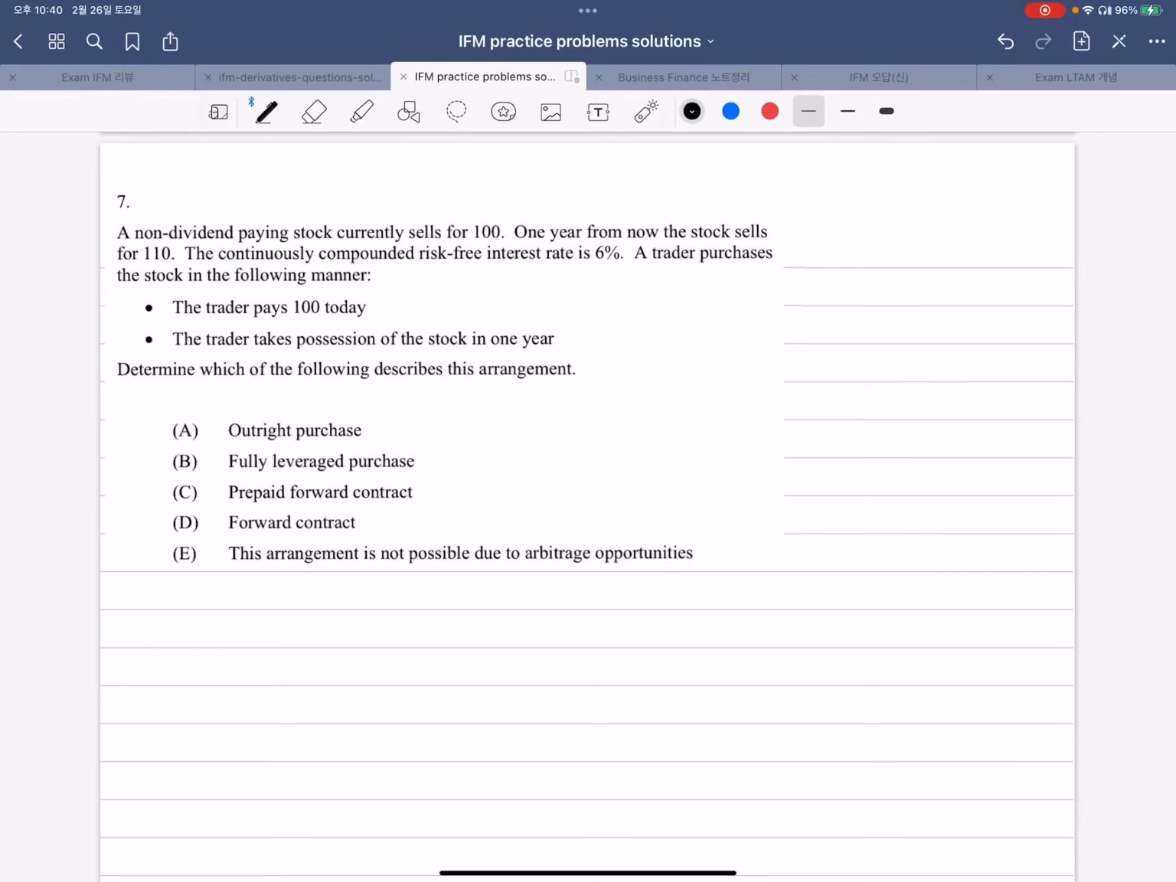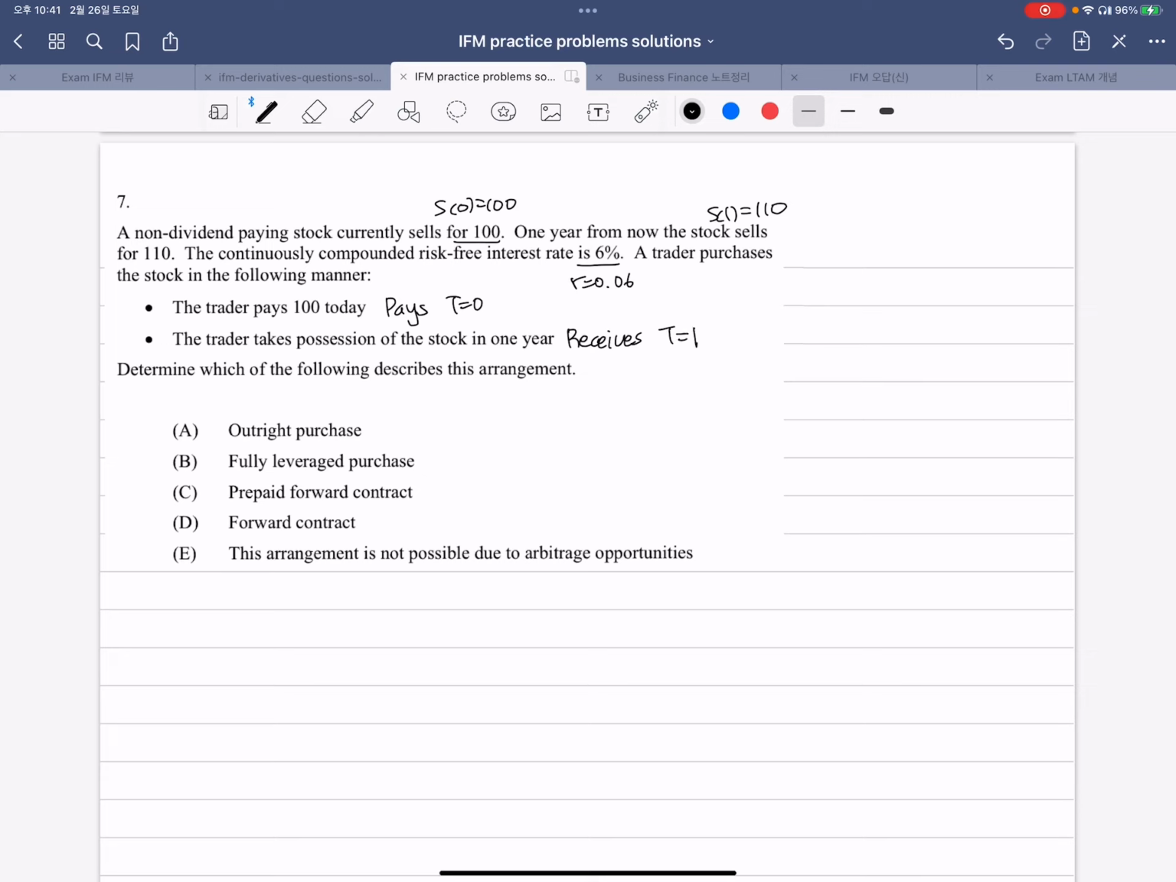Okay, so a non-dividend paying stock currently sells for 100, so we know that S of 0 equals 100. And 1 year from now, the stock sells for 110, so we know that S of 1 equals 110, and the continuously compounded risk-free interest rate is 6%, so we know r equals 0.06. And a trader purchases the stock in the following manner. So the trader pays 100 today. So he pays now, at time t equals 0, and he receives the stock at t equals 1.